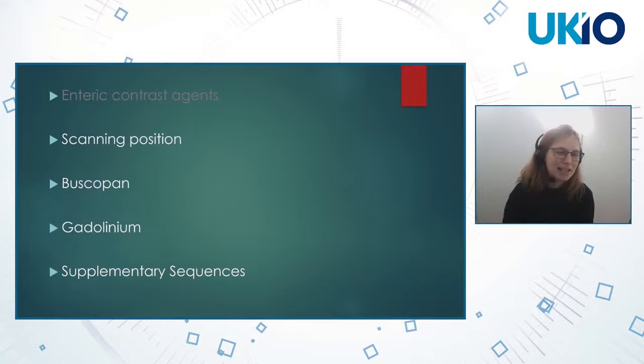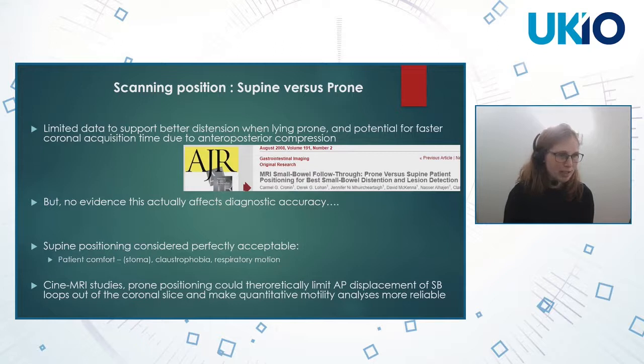Okay, so that's the bulk of the talk about the enteric contrast agents. We're going to move on to a few other modifiable factors. There is some data to support that you do get better distension of the bowel when the patient is lying prone versus supine. The other big advantage of lying the patient prone is that it compresses them in the AP diameter, so it makes the patient thinner, essentially, so you can get through your coronal sequences faster. And also, if you start moving on to motility imaging, it reduces the likelihood that the bowel is going to peristalse in and out of plane whilst you're acquiring your sequences.